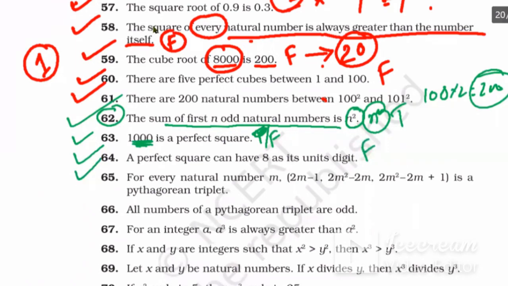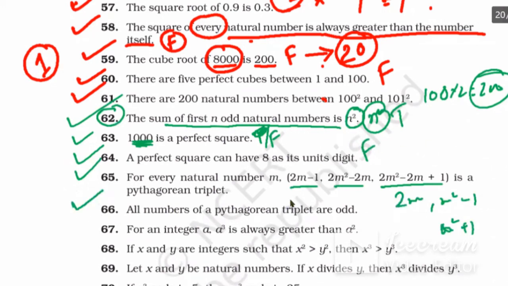65. For every natural number m, 2m minus 1, 2m, is a Pythagorean triplet. False. What are the numbers? They are 2m, m square minus 1, and m square plus 1. Okay.